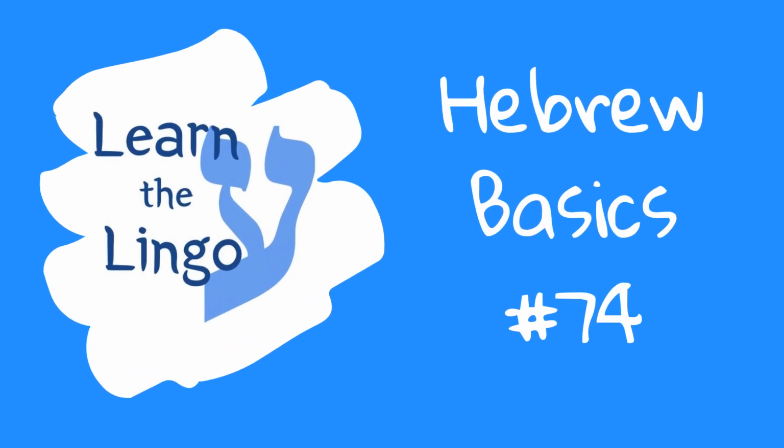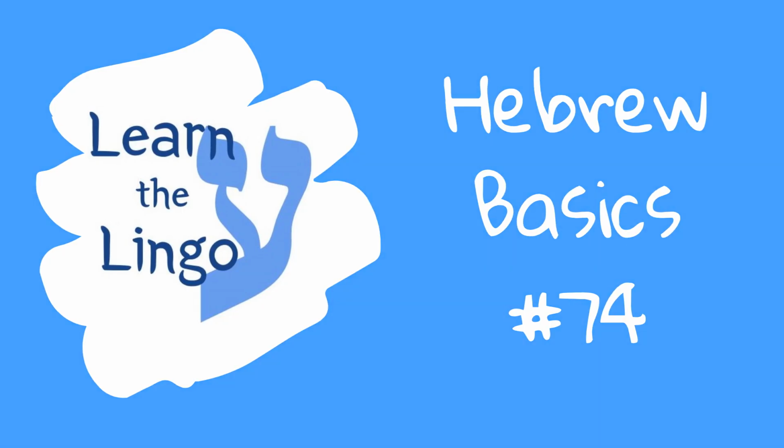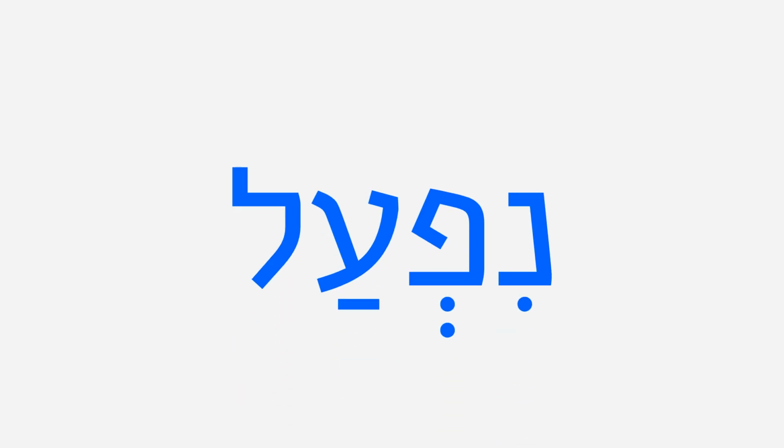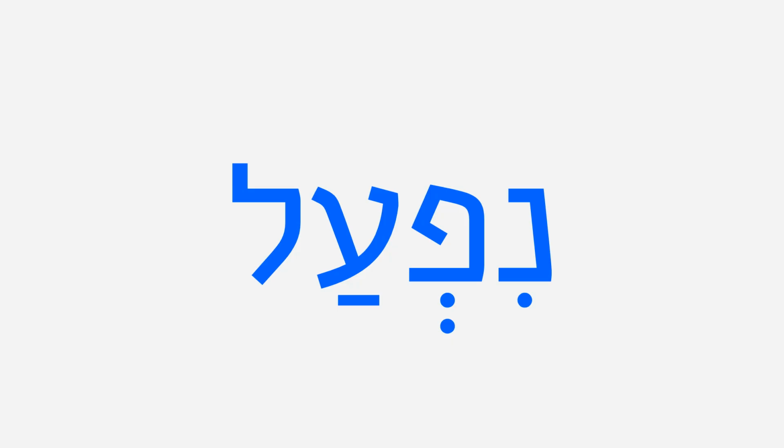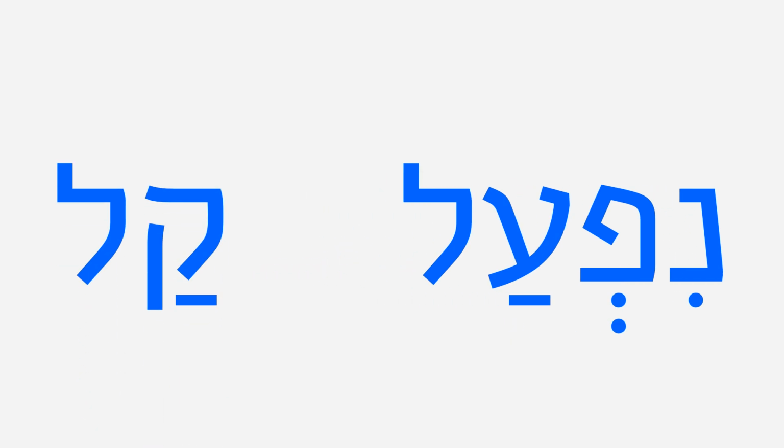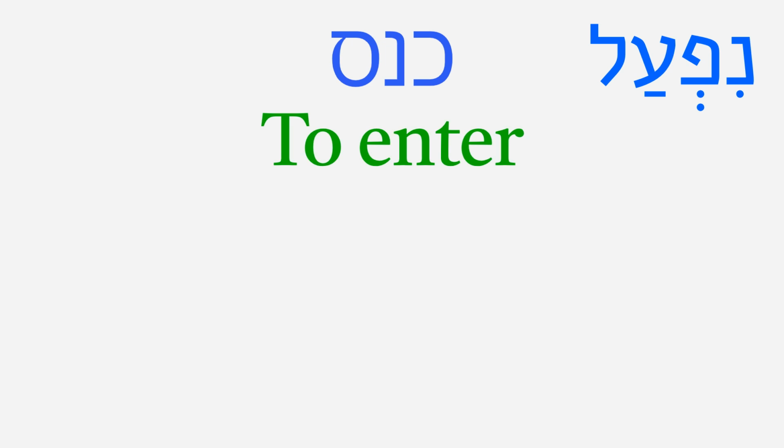Welcome to Lesson 74 of Hebrew Basics, a series where we learn the essentials of Hebrew grammar. Today, we're going to learn more about the Niphal binyan. Last time we saw this binyan often acts as the passive counterpart to the kal, but that is not always the use it has. One root that acts as an active verb in the Niphal is kaf nun samek. When this root is used in the Niphal, it makes the verb to enter.